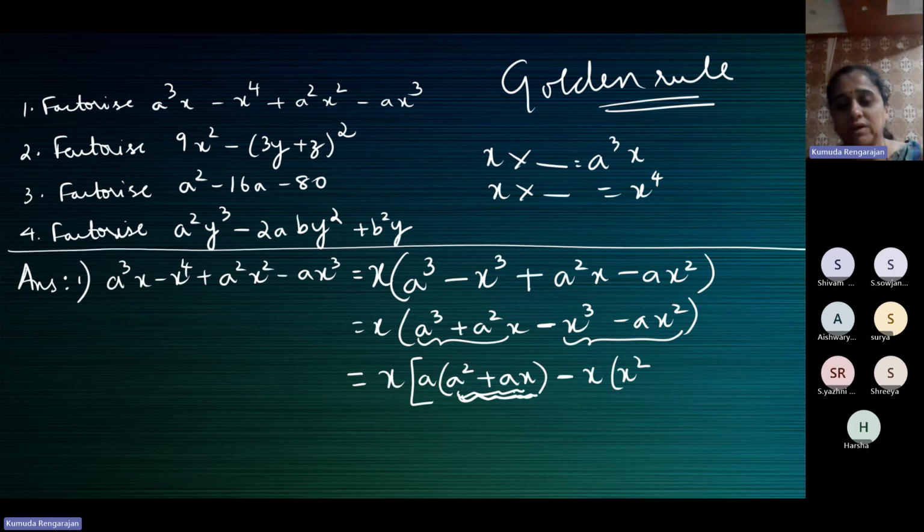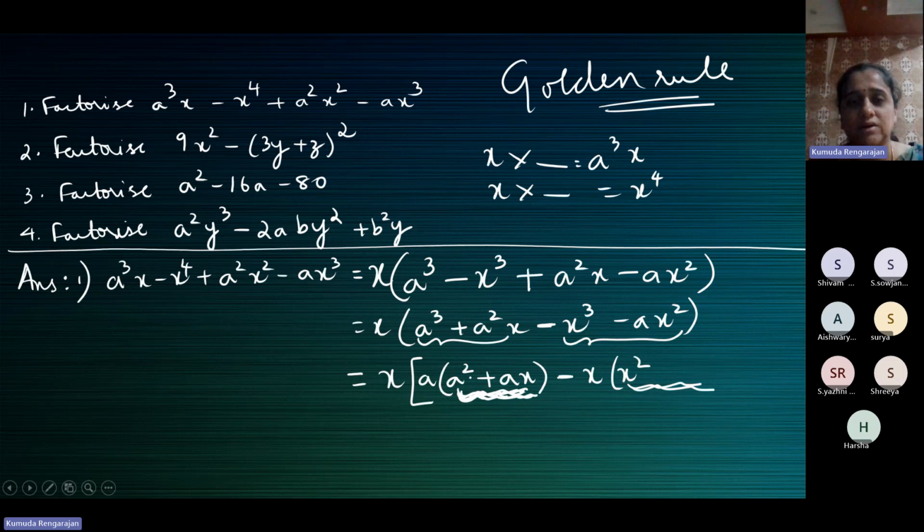When you're grouping, you must get the same expressions in this bracket and this bracket. When you factorize by grouping, you must get the same expressions in both brackets. The terms here are a square and ax, but here you're getting x square, which is different from what you have here. So that means this rearrangement is not working.